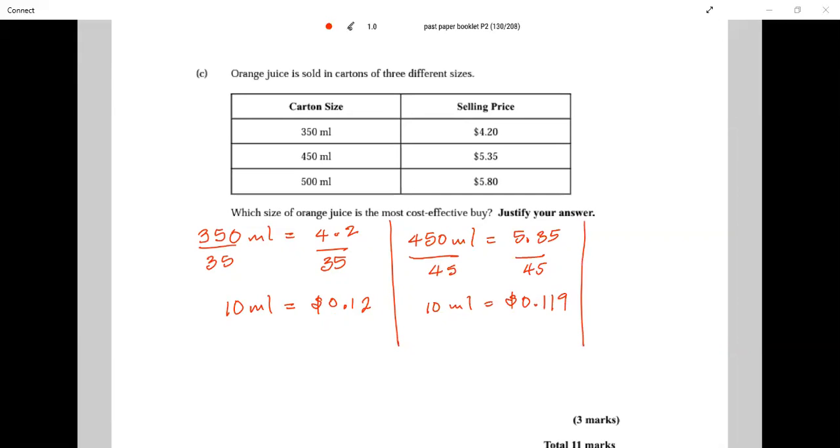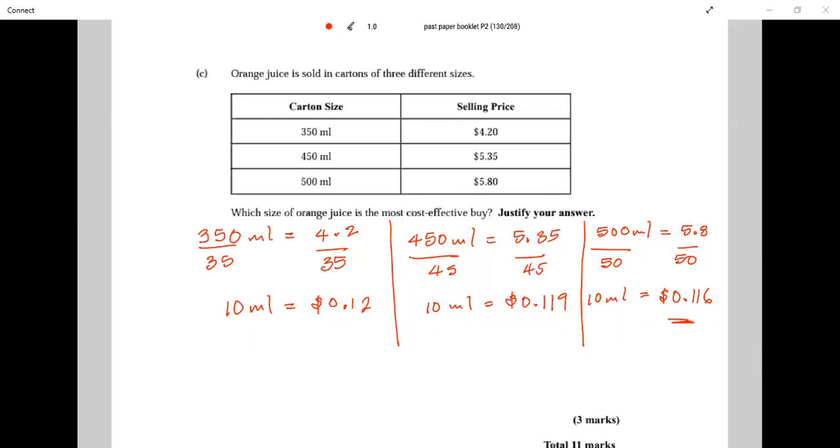The third one, we have 500 milliliters, and that costs $5.80. Divide both sides by 50 to get the cost of 10 milliliters. So it's $5.80 divided by 50. So here the cost is 0.116. So right away we can see that the one that is cheapest per 10 milliliters is the 500 milliliters.